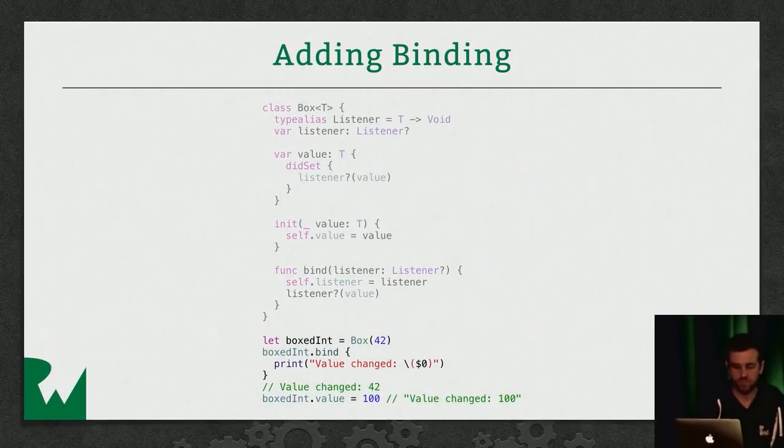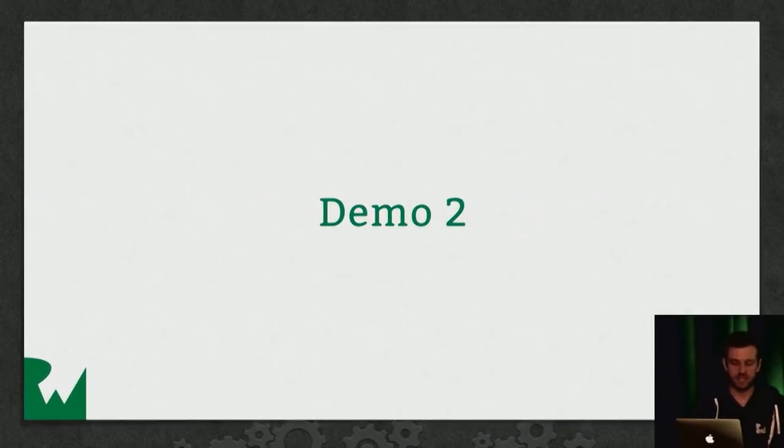totally make sense. But that's way at the bottom for you guys in the back. The boxed Int, you just create it like we did before. So right now we're making it a box of type Int with 42. When we bind it, we want any time the value changes to actually print out "value changed" and print out the new value. So right away it calls itself and it says value changed to 42. If we set it to 100, it'll get called back and say value changed 100. So let's actually see how that works in our demo 2.